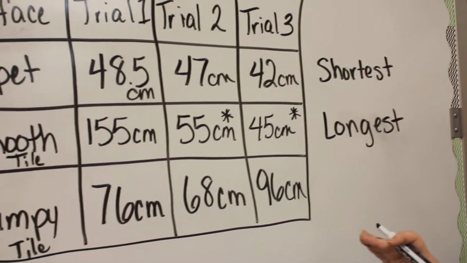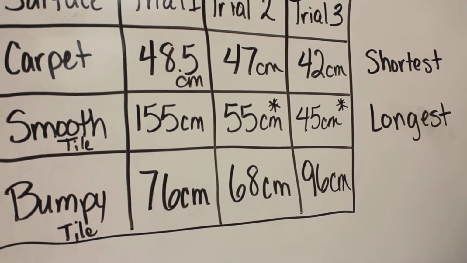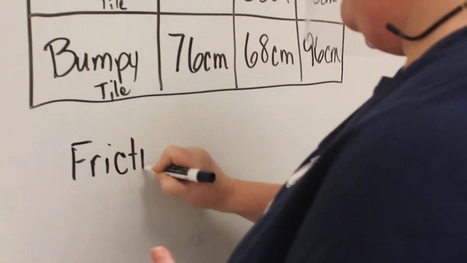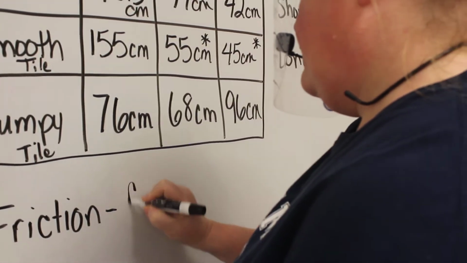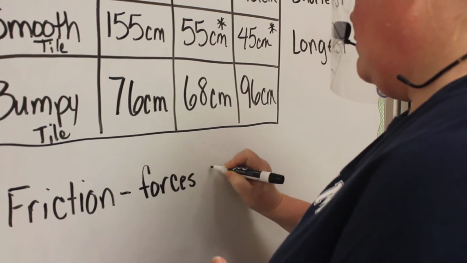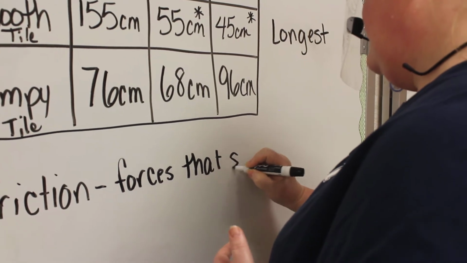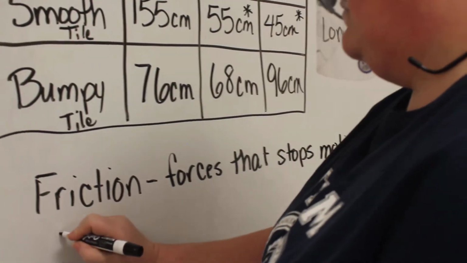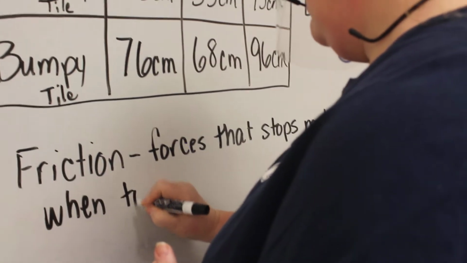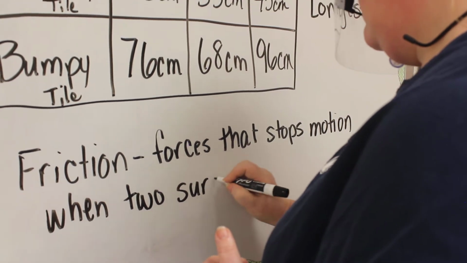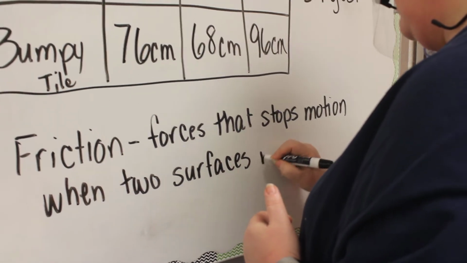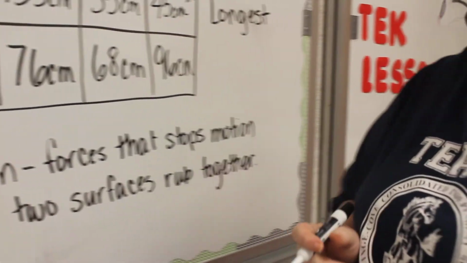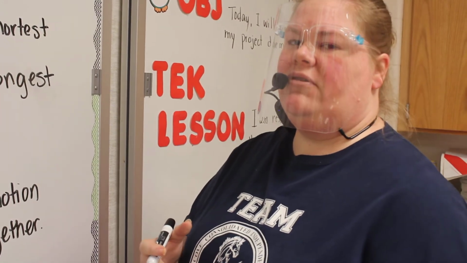Okay. So based on this, which surface do you think has the least friction? Now what you have to remember is friction is a force that stops motion when two surfaces rub together. Okay, so friction is going to work against motion. It's going to want to stop that motion.